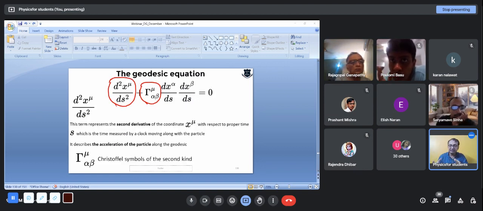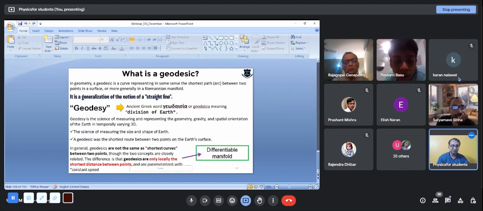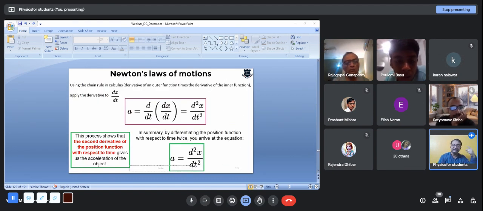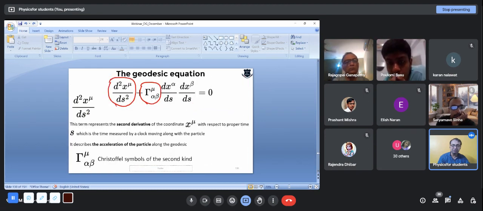Here d square x mu, which is the dimension, this term represents the second derivative of the coordinate x mu with respect to time. Remember that in Newton's second law of motion, we also took the second derivative, right, sir? You see here, a equals d square x by dt square. The same thing happens over here. Isn't it beautiful?